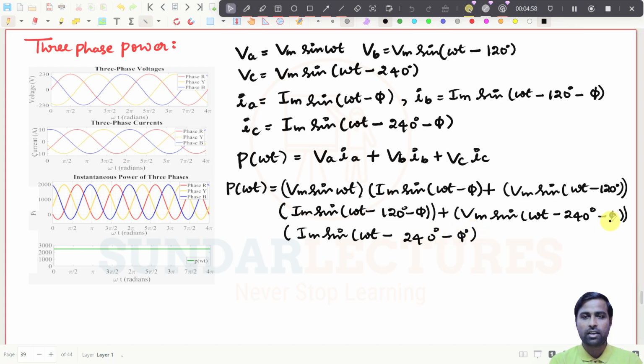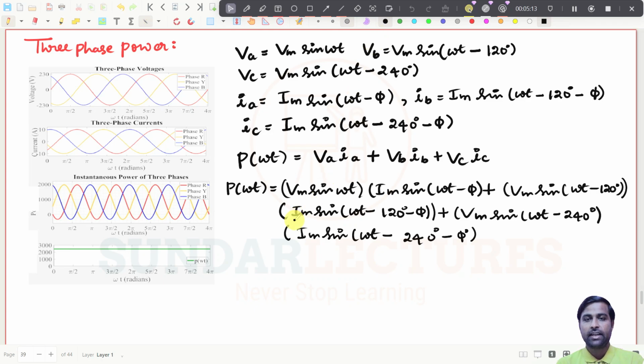Oh, sorry, here you will not get this one. This is only minus phi. You will not get this. I have written it wrongly. So this is the multiplication we have to do here.